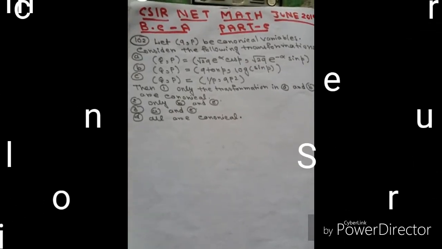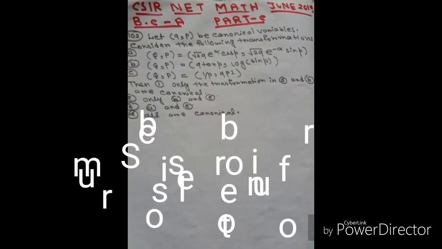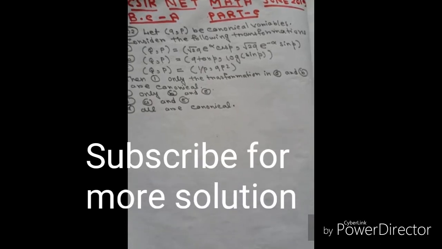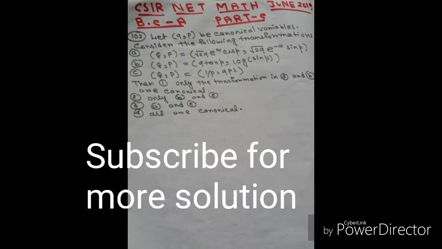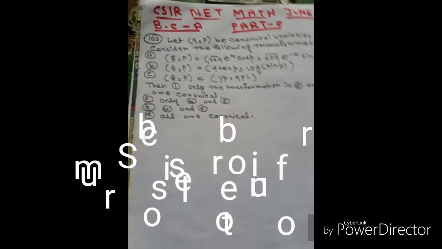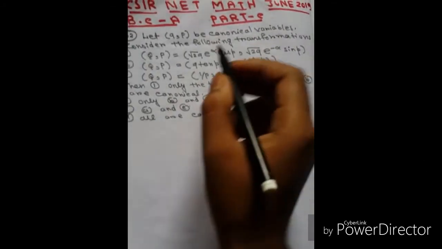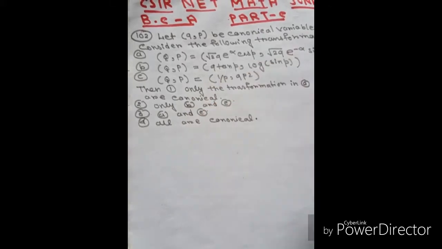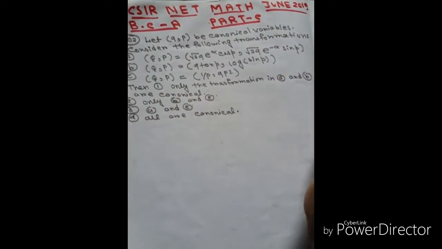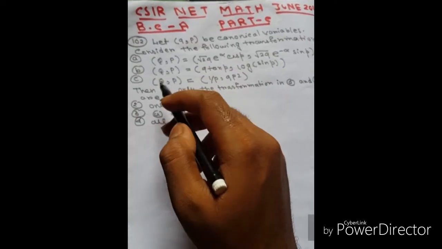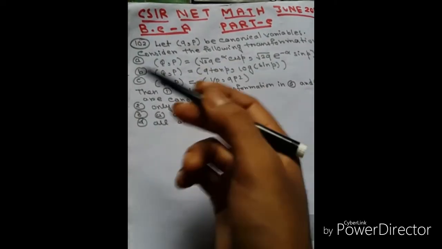I am here with a question from CSIR NET Mathematical Science, June 2019, booklet code, Part C, question number 102. Basically, the question is from classical mechanics. Let q, p be the canonical variables. Consider the following transformations A, B, C given here.